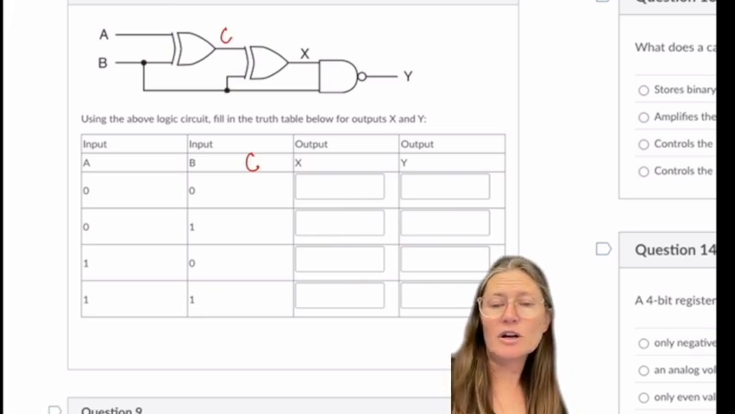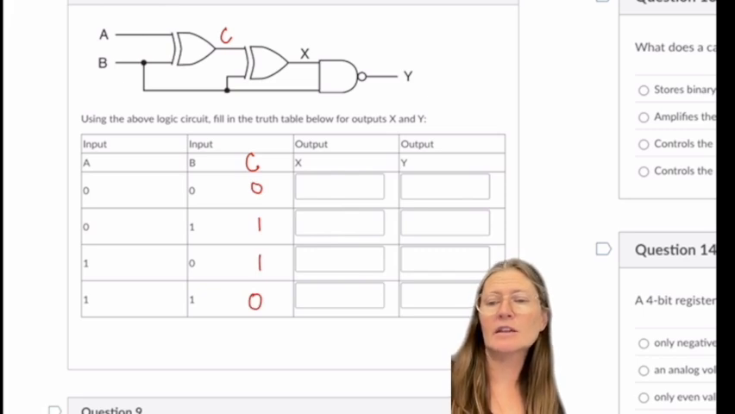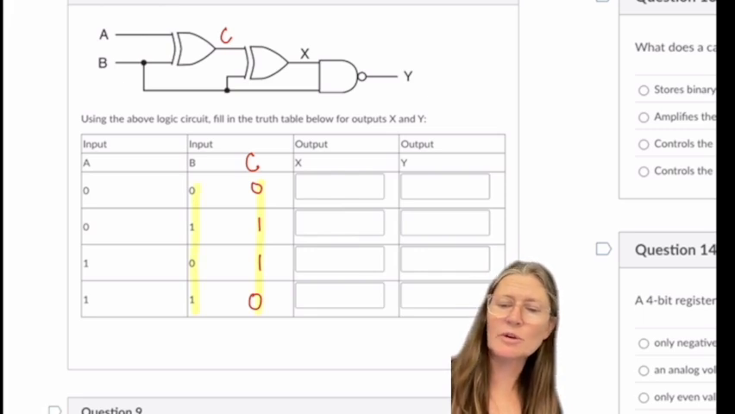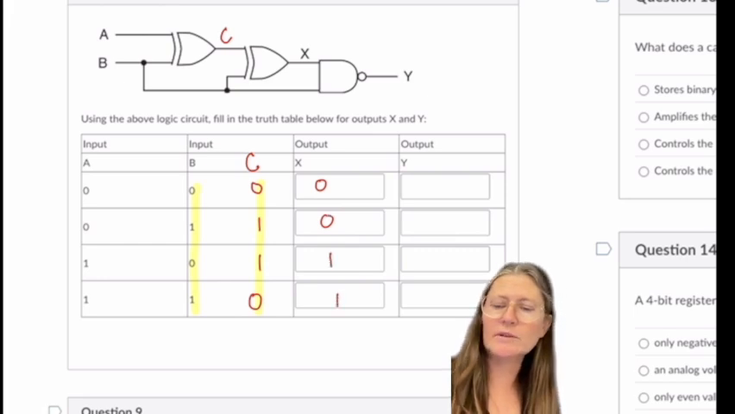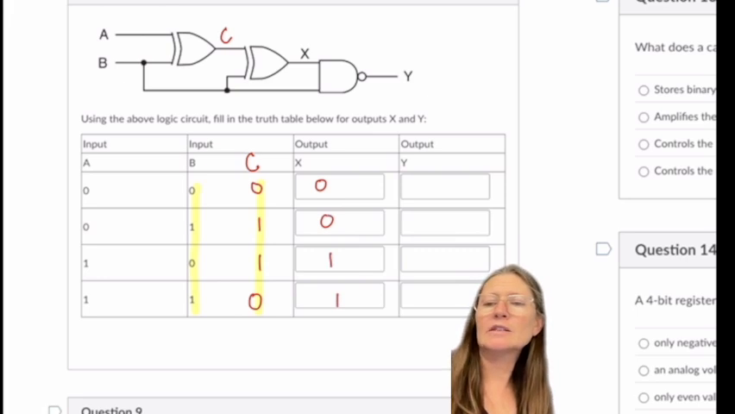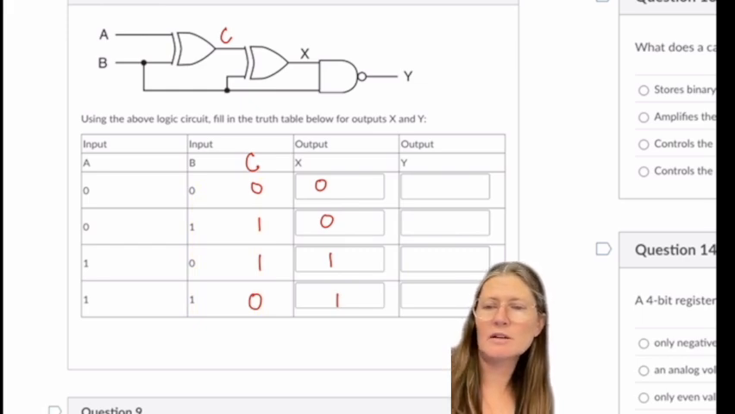So the XOR of A and B would be 0, 1, 1, and 0. And then my output X is going to take that C and B, and it's another XOR. So 0, 0 would be 0, 1, 1 would be 0, 0, 1 would be 1, and 1, 0 would be 1. And then I take the NAND output of X and B again. So this one this time and B.